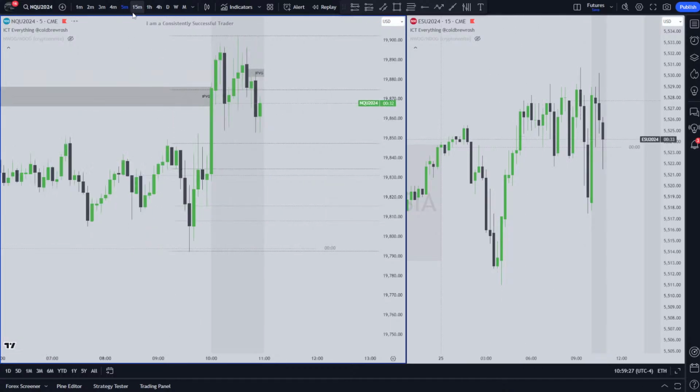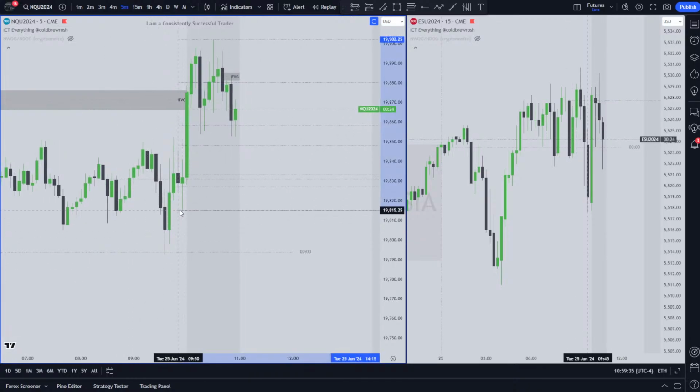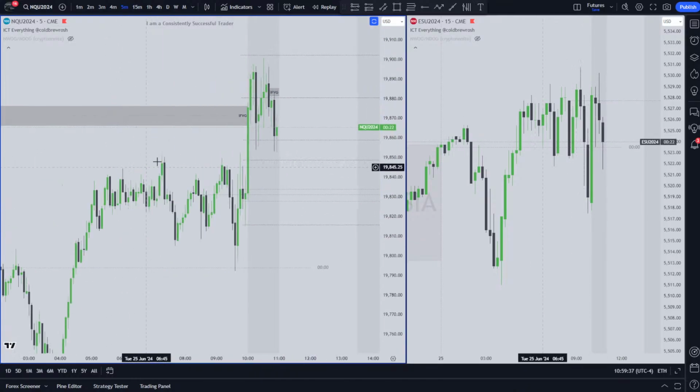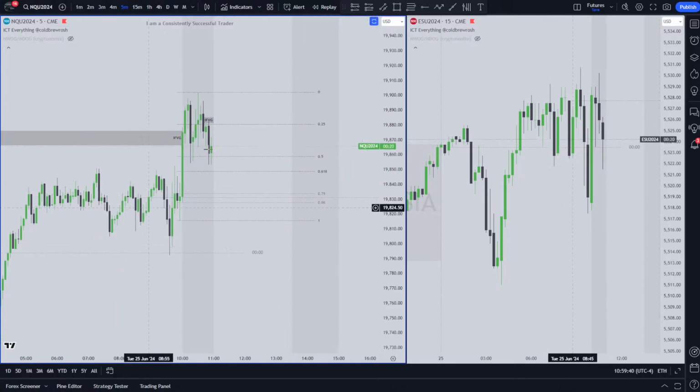Let me see the 5 minute. A part of me is saying though that the 5 minute here is the valid premium and discount to draw because this is where the actual leg of impulsion happened. Impulsion? Wait, I don't even think that's a word. Yeah, I'm tripping, bro.